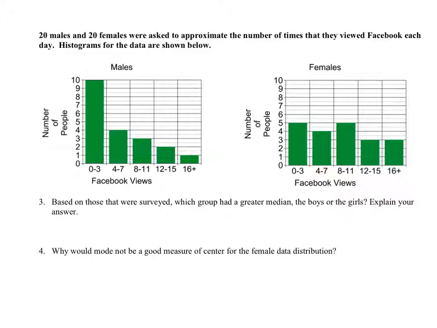The females are more spread out, so the median should be somewhere in the middle. Whereas the males, there are a lot more values on the left side of that. So we would expect probably the median to be somewhere in this range right here. Well, let's go ahead and figure out how we would find those medians.